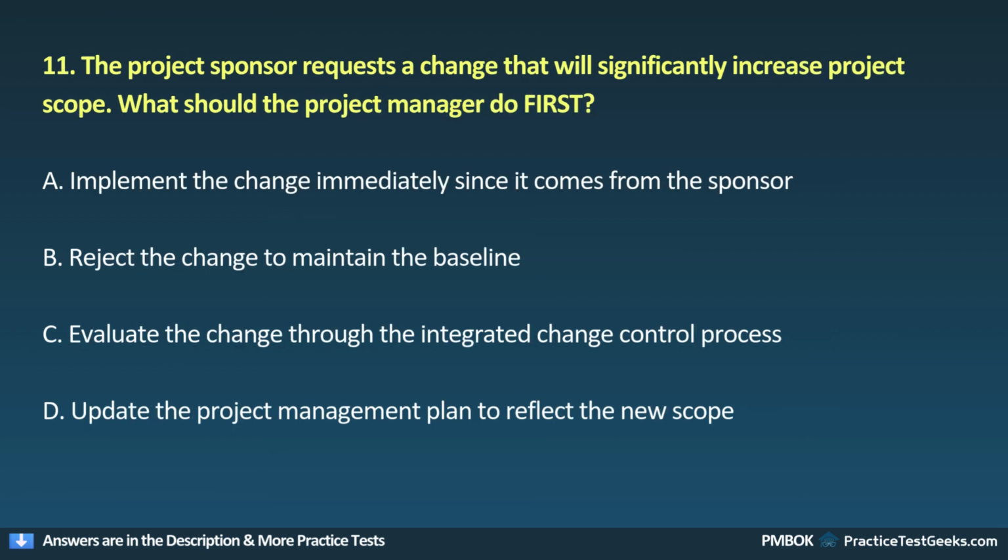11. The project sponsor requests a change that will significantly increase project scope. What should the project manager do first? A. Implement the change immediately since it comes from the sponsor. B. Reject the change to maintain the baseline. C. Evaluate the change through the integrated change control process. D. Update the project management plan to reflect the new scope.